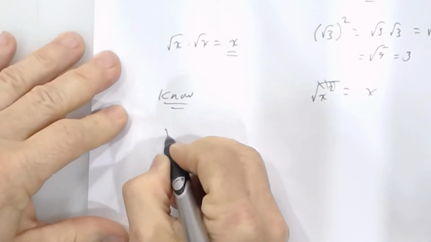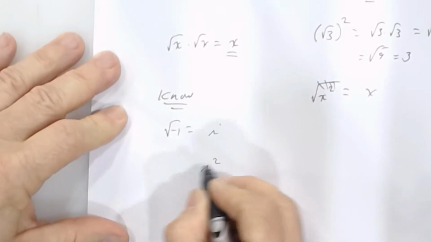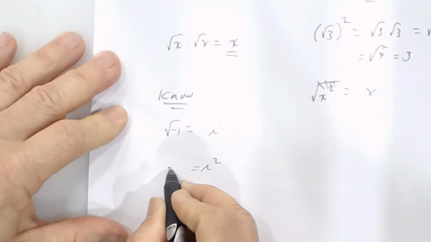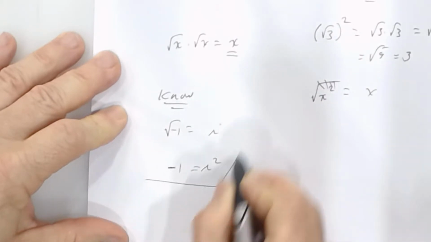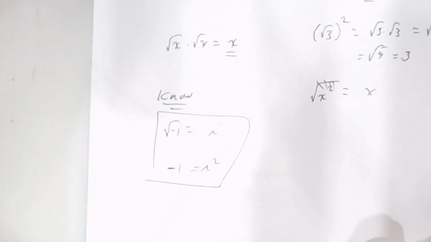Know these guys. The square root of a negative 1 is equal to what? i. i squared is equal to what? Negative 1. So these are the two things you have to know. Those two things will get you through this section: knowing that i squared equals negative 1, and that i equals the square root of a negative 1. Okay. Now, let's look at some examples. You remember last semester when you added and subtracted polynomials?